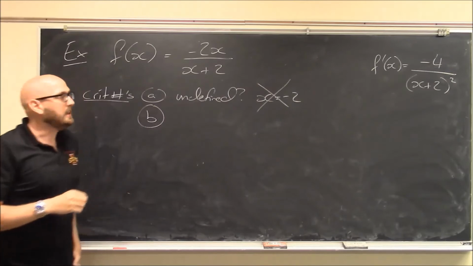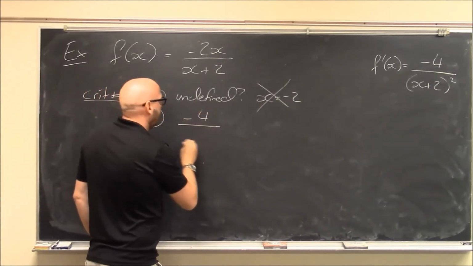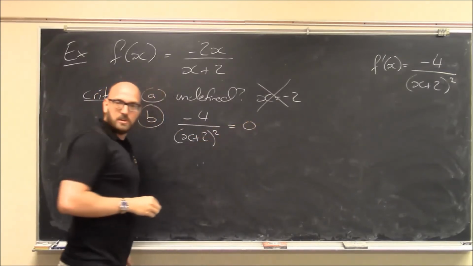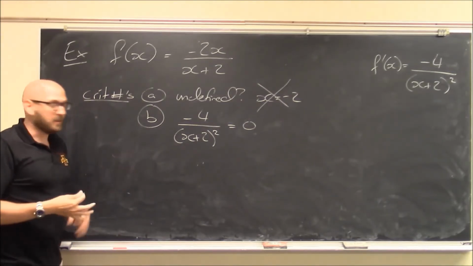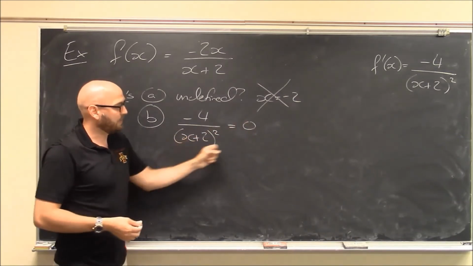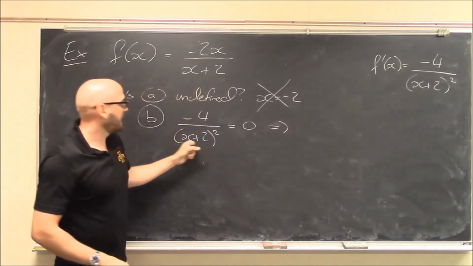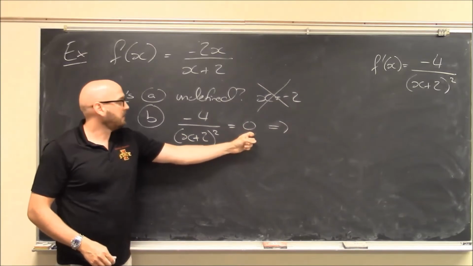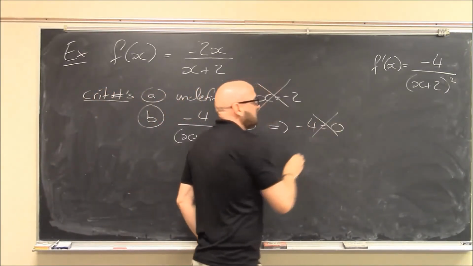Alright, so b is 0 derivative, so when does minus 4 over x plus 2 squared equal 0, and I'm solving this equation. Two ways you can think about this now. One is I can cross multiply, or just multiply both sides by the denominator here. And if I multiply both sides by x plus 2 squared, I've got minus 4 on the left and 0 on the right. Right? I've got minus 4 equals 0. And that has no solutions.